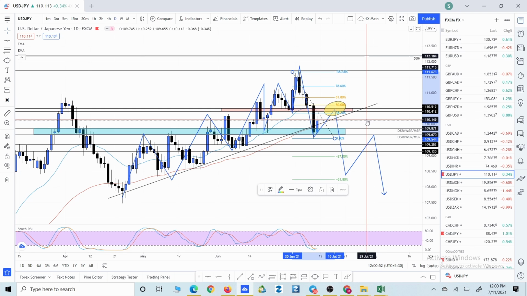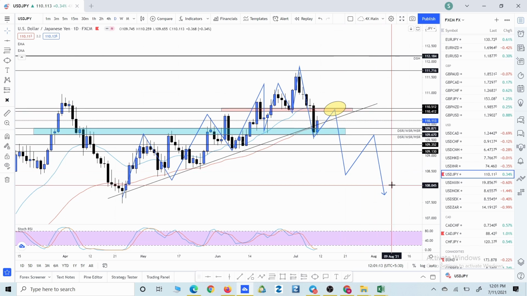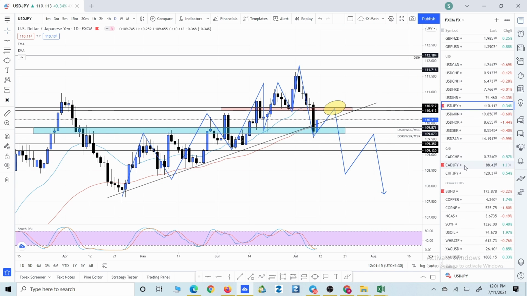So what confluences are acting in our favor? I would say the 20 EMA is going to act as a resistance, and this Fibonacci retracement zone, plus the price action that we have. So that's why I'm looking for a short trade here, but it all depends upon the price action that we have once the price approaches the zone. So this is USD JPY.